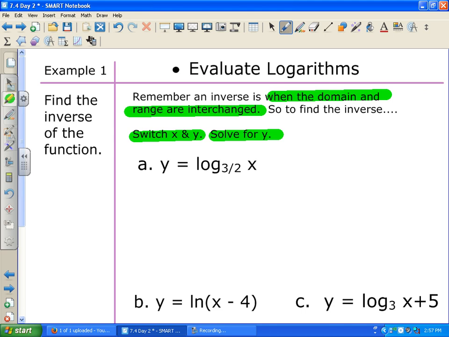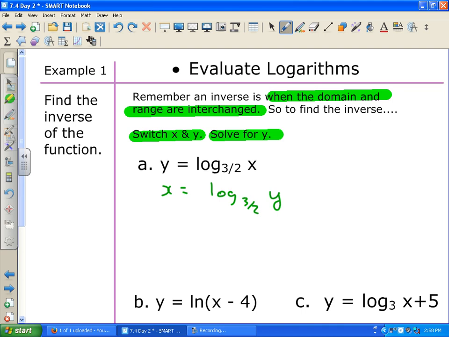If I've got y equals log base 3/2 of x, if I need to find the inverse of it, my first step should be to flip-flop the x's and y's. X equals log base 3/2 of y. Oops, I hate it when that happens. So my job is to now solve this equation for y. That means to get rid of the log base 3/2.